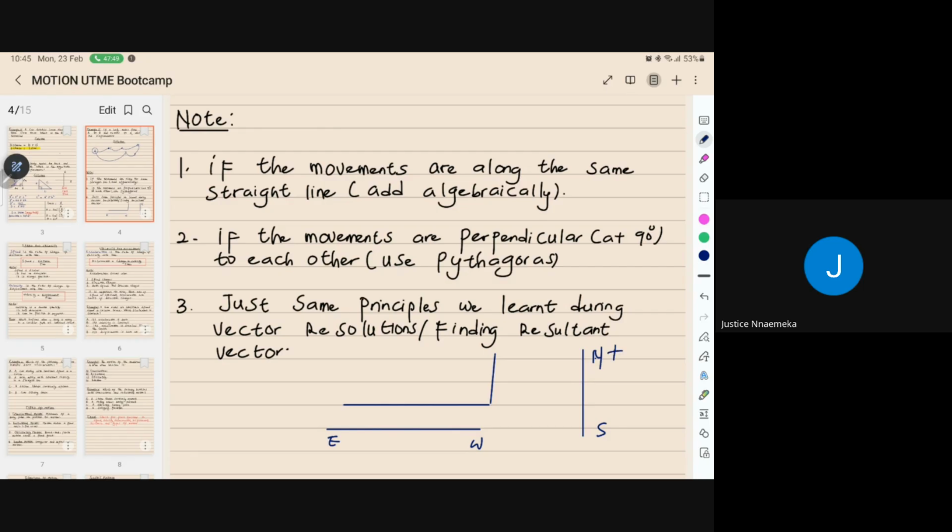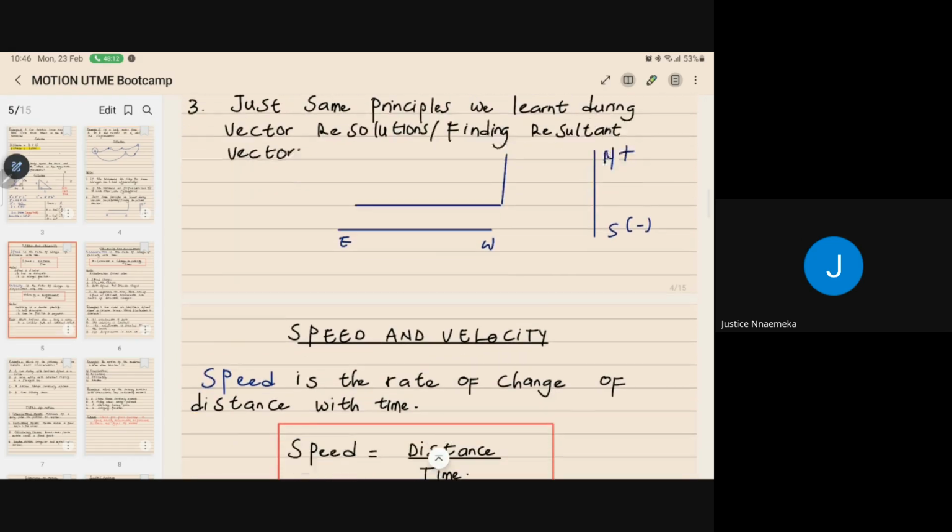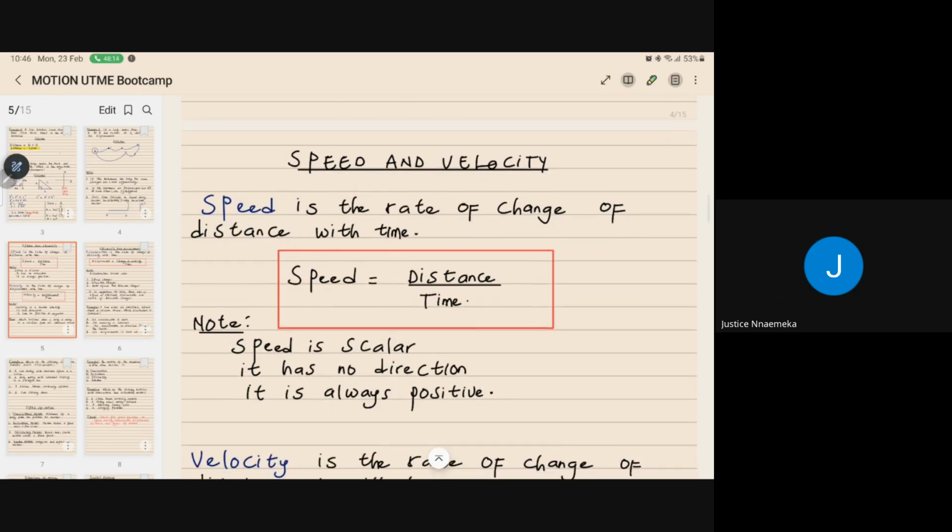Here, up is going to be positive. Here is going to be negative. Then you bring them all together. Then the same principle will land during vector resolutions, finding the resultant vector. So pretend as though you are finding the resultant vector. Go and watch that video on resolution of vectors. So if you are doing all of these things, what you are looking for is a resultant vector. That's a resultant displacement. All right. That said, give me a thumbs up if you are all on the same page.